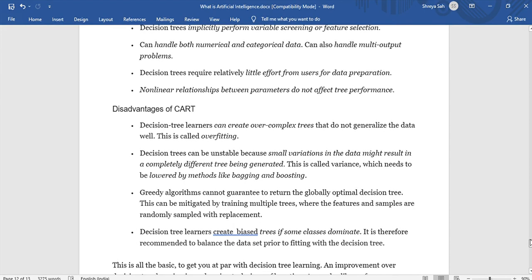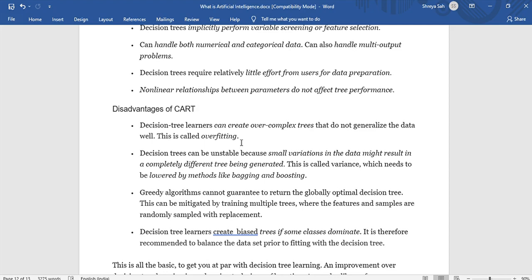And there are some disadvantages also, nothing comes for free. So what are the disadvantages? Decision tree learners can create over-complex trees that do not generalize the data well. This is called overfitting. Suppose we have many features in a data set, many columns of data, and a data scientist creates a decision tree involving all those data, then the tree will become huge. There will be many branches, and it will be a classic case of overfitting, which we do not want.